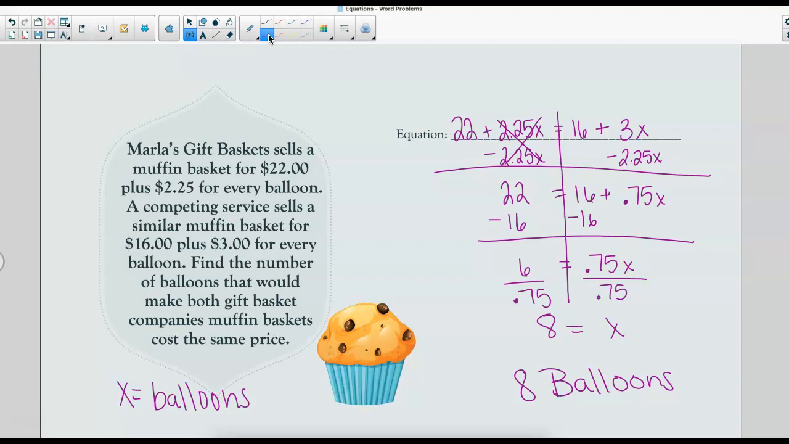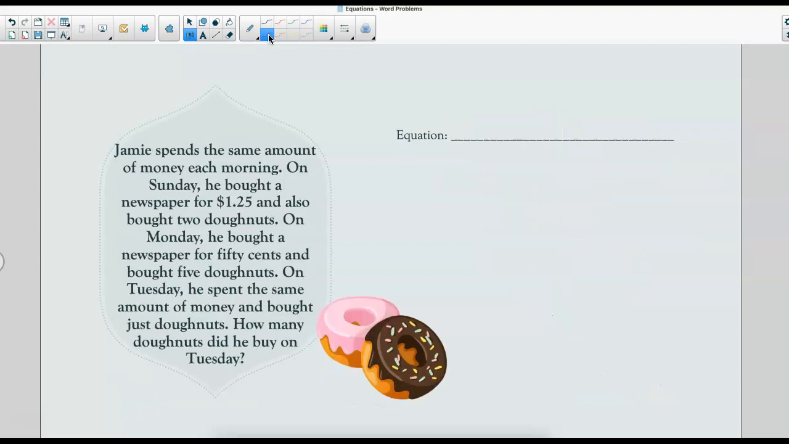Okay, so hopefully, if you solved this correctly, you got 8 balloons. I subtracted the 2.25x from both sides, had 22 equals 16 plus 0.75x. Subtract the 16, you get 6 equals 0.75x. Divide by 0.75, you get 8. Questions there? Okay, let's start the next one before lunch and we'll see how far we get.